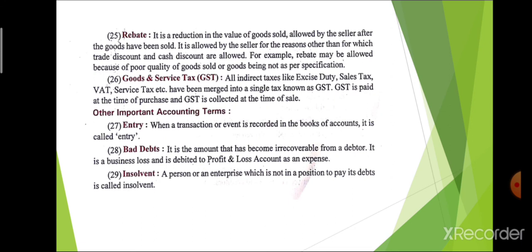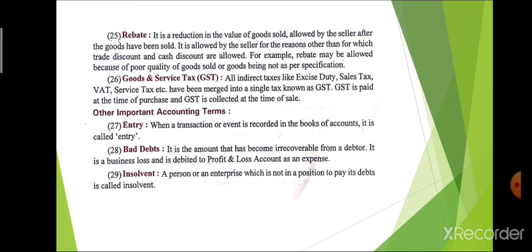Rebate. Rebate means some reduction in the value of the goods. So how is it different from discount? Rebate is only provided in the case when the goods are of poor quality. Many times when we go to the market, we see some defective products. At that time we agree to purchase that defective product but at a lower price. That is considered as rebate.